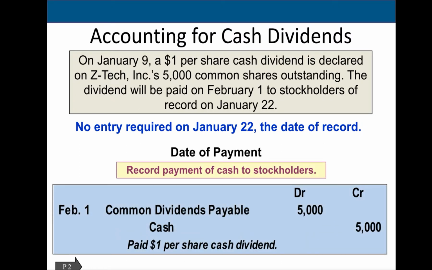As of the date of record, again, no entry is required because that's just a record-keeping date. And then when we actually pay the dividends, as you should recognize from our time talking about liabilities, we're going to debit the liability account to lessen the amount that's in the liability account. So that would be the common dividends payable, and we would credit cash to show cash going down.